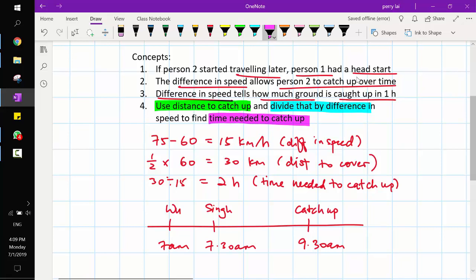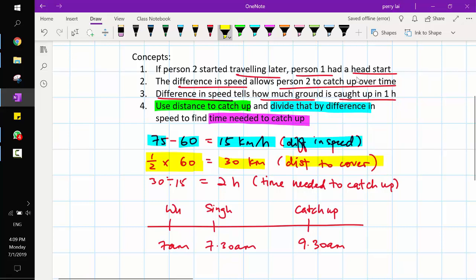Right, so in the question it mentioned that person 2 has a speed of 75 kilometers per hour, person 1 has a speed of 60, so the difference in their speed is 15 kilometers per hour. So in every 1 hour, person 2 catches up by 15 kilometers. Okay, remember that person 1 had a head start, right? So the head start, you've got to find it out. He traveled for half an hour, and so the head start is 30 kilometers. That's the distance for person 2 to cover in order to catch up.